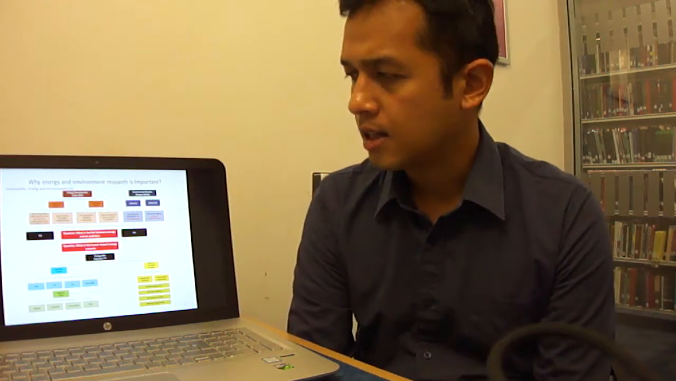The second reason why energy and development research in Indonesia is important is because there is a missing link from the energy exploitation with the impact of the energy development, such as what is the link between energy and air pollution. And the main question is what is the lowest impact energy scenario in Indonesia.